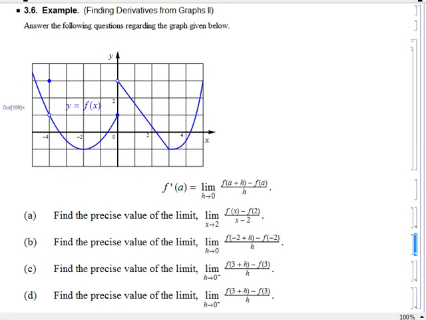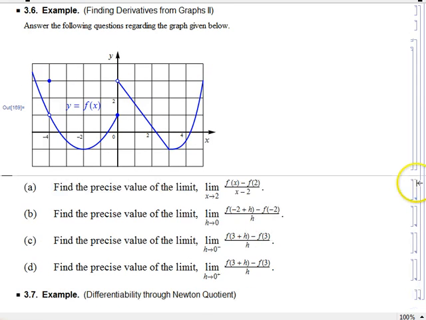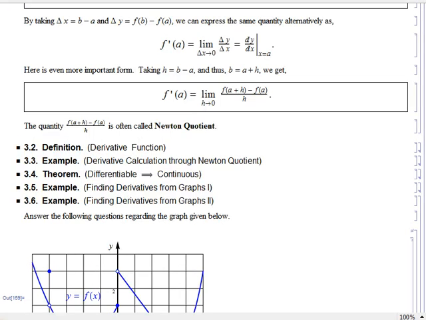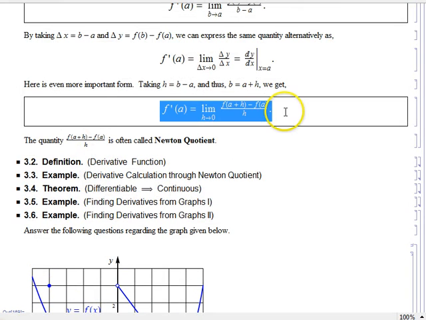Okay, and then let's move on to the next two problems, C and D. They are in a completely different league. As a matter of fact, I shouldn't have erased that Newton quotient notation, so let me get it back.